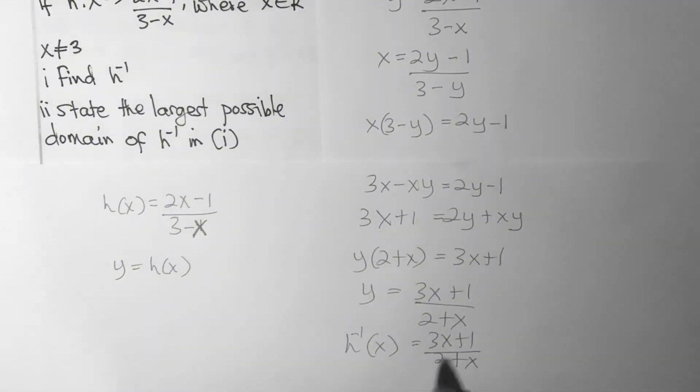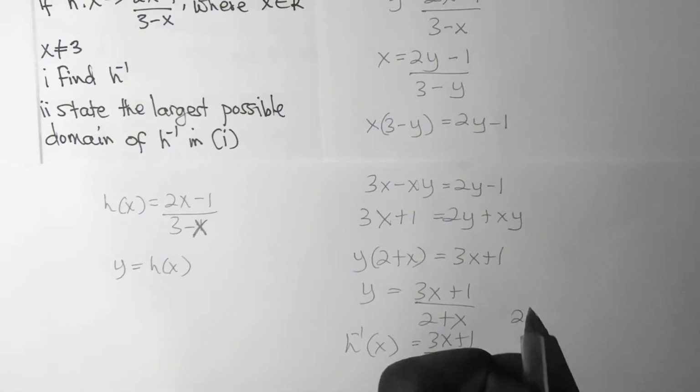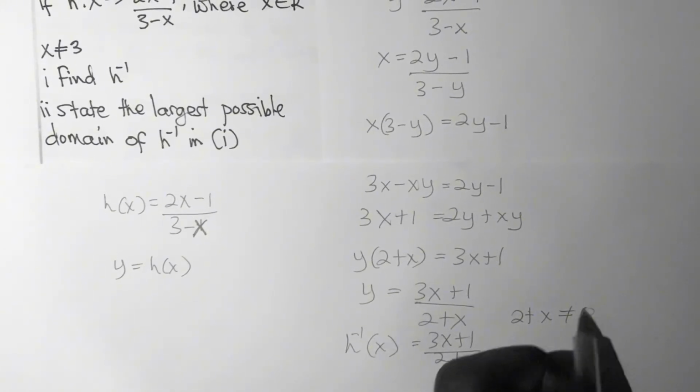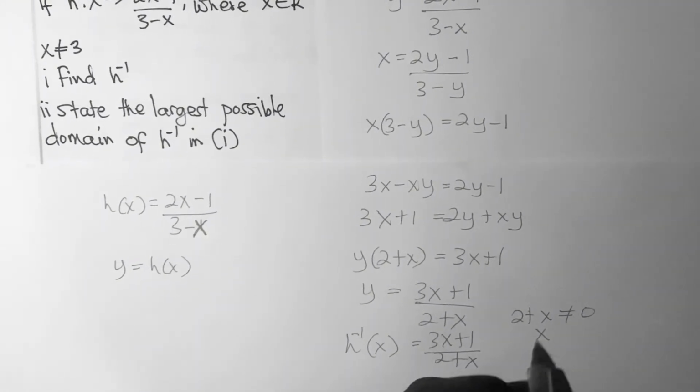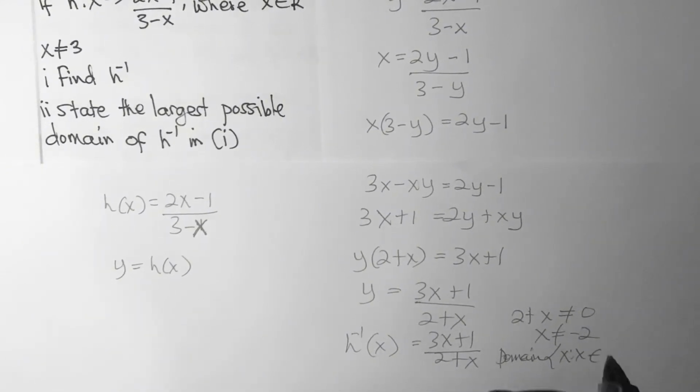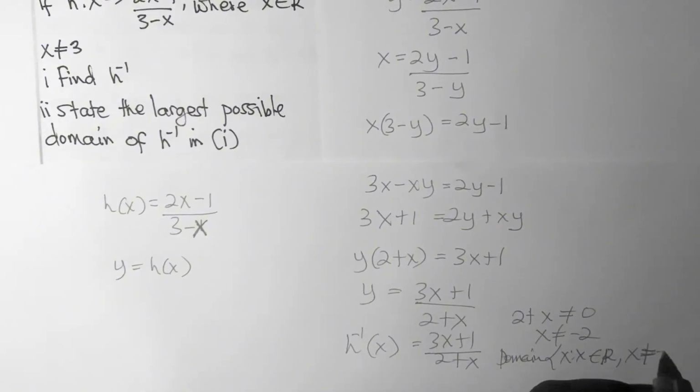Now, to find the domain, we know that 2 plus x must not be equal to 0. So x must not be equal to minus 2. So the domain is x, a member of real numbers, but x is not equal to minus 2.